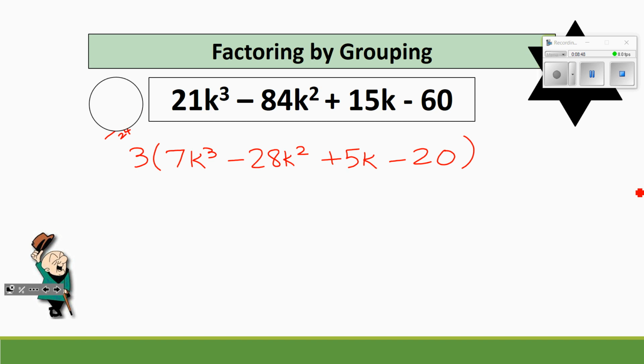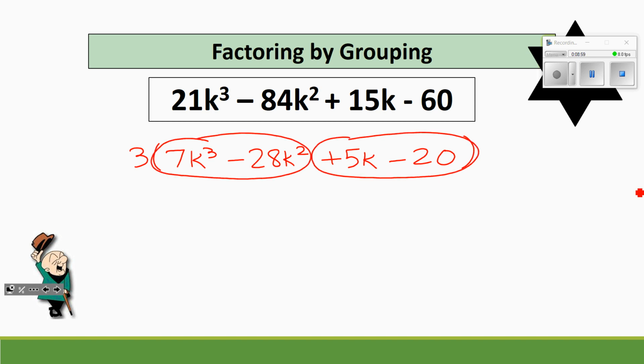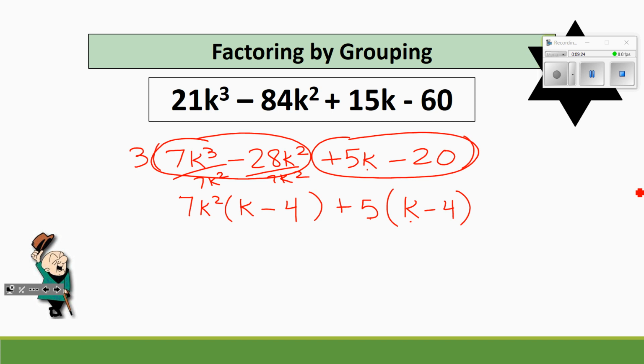So we factored out a 3. Now, what do we have left? We have 4 terms. And we know that when we have 4 terms, we're going to factor by grouping, which means we make 2 pairs. Look at the first grouping. We can factor out a 7k squared. And if we divide both of these by 7k squared, what we have left is k minus 4. So we should create the magic, and we should have a k minus 4 over here once we factor out something. It looks like if I factor out a 5, 5 times k is 5k, and 5 times negative 4 is negative 20, so that factors out.